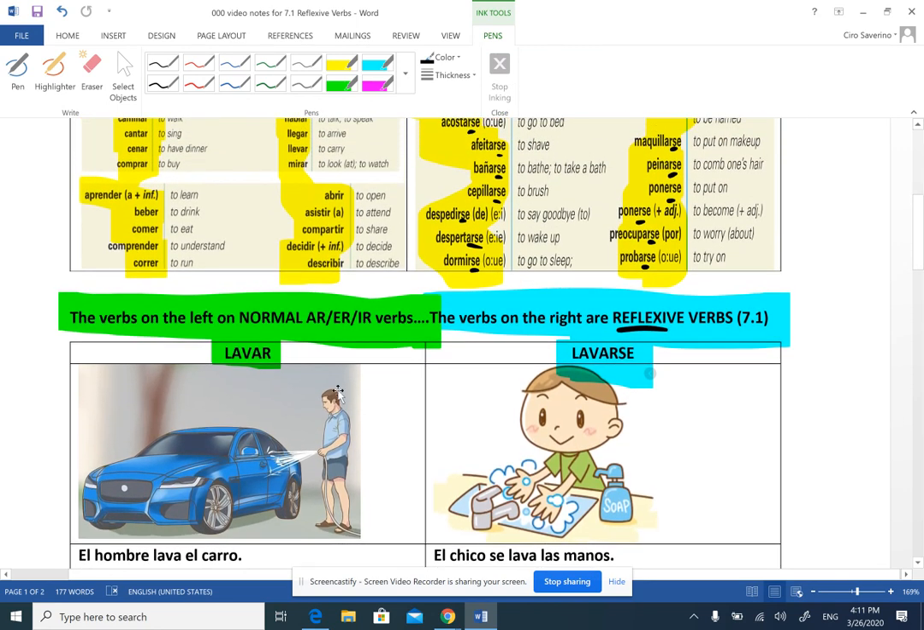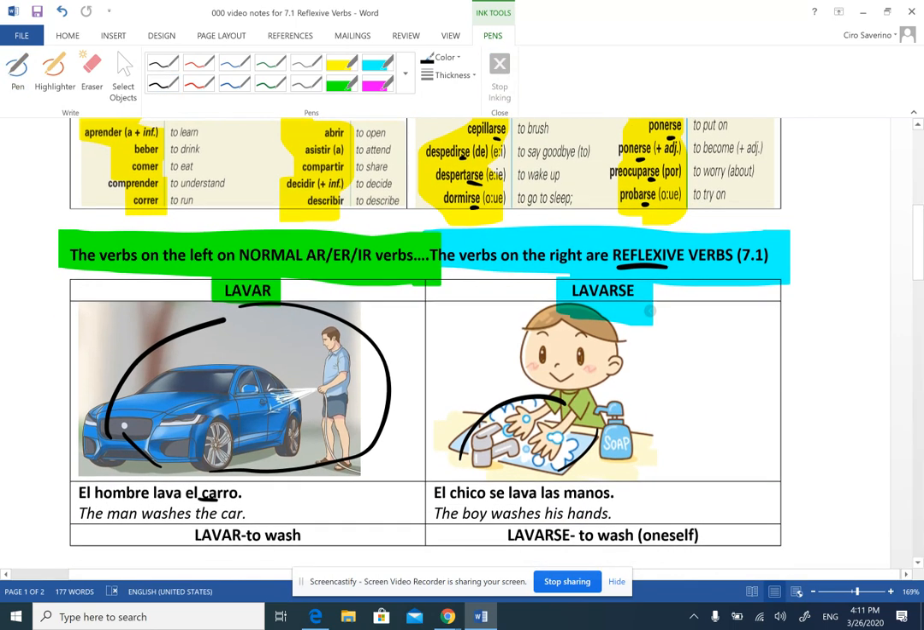El hombre lava el coche, right? He washes the car. Él lava el carro. The subject, he washes the car. In this picture, el chico se lava las manos. Se lava las manos. What is he doing? He's washing his hands. He's washing himself.